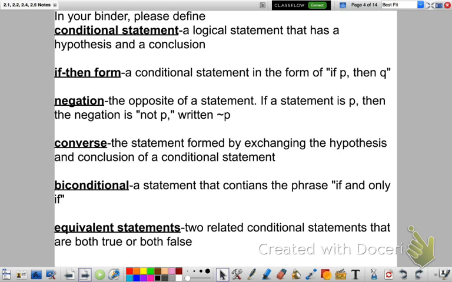Converse. The converse is the statement formed by exchanging the hypothesis and the conclusion of a conditional statement. The biconditional is a statement that contains the phrase if and only if. Equivalent statements are two statements that are both true or both false.